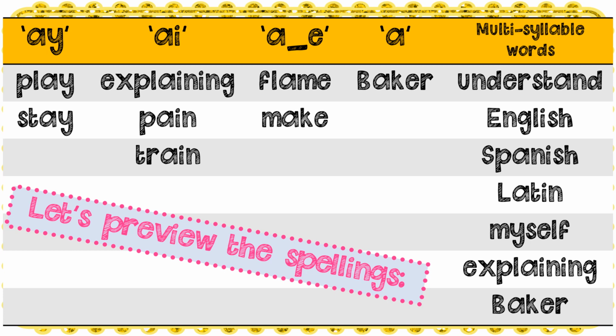Now let's look at our multiple syllable word column. I want you to read these words with me. Understand. English. Spanish. Latin. Now the words English, Spanish, and Latin are all languages, and that's why they're capitalized. Myself. Explaining. Baker. And remember, that's her teacher's name, so that's why it's capitalized.